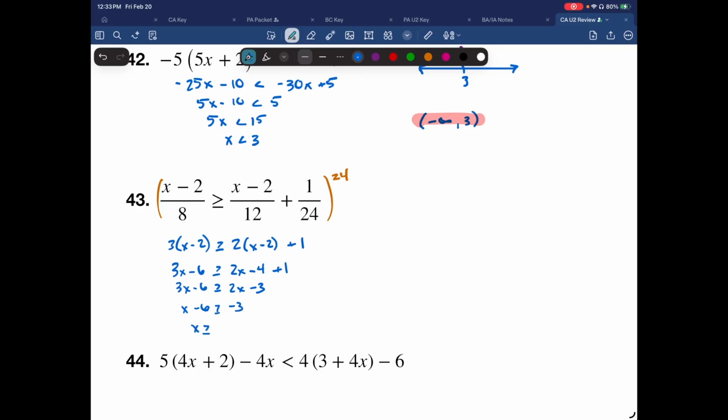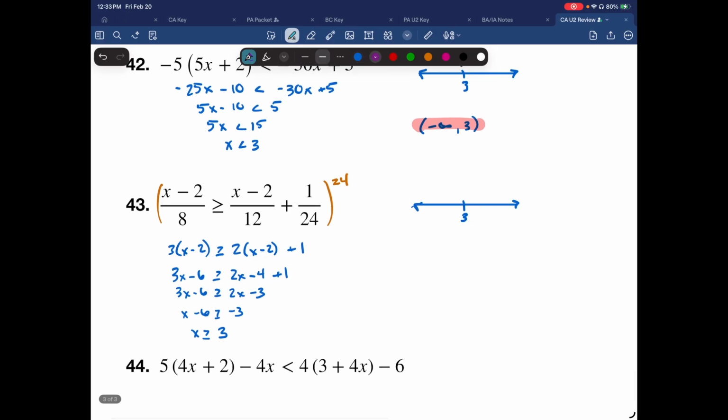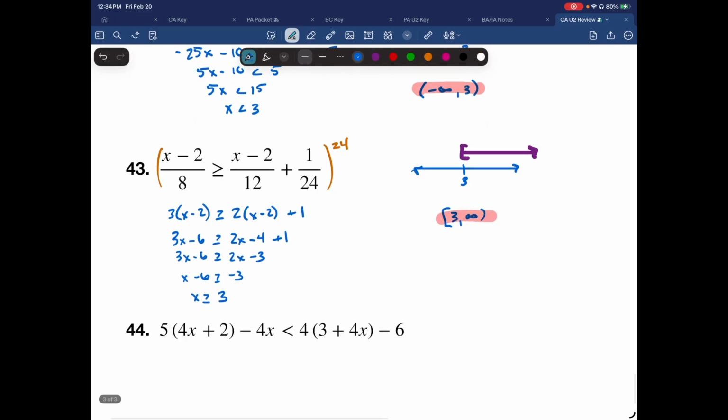All right, so again, once you have your inequality, you're going to graph it. So you got positive 3. And this time it is greater than or equal to, so the equal to makes it a bracket, and I'm going to shade to the right. And then I'll do my interval, 3, comma, infinity, parentheses on the infinity, bracket on the 3, and that's my answer.